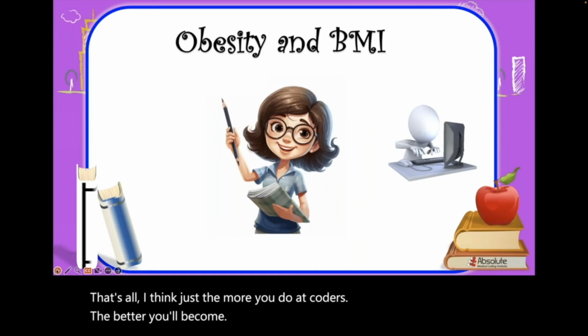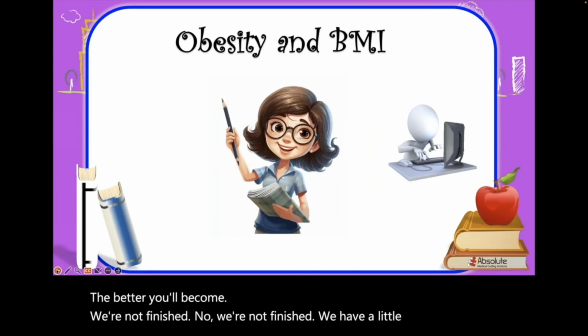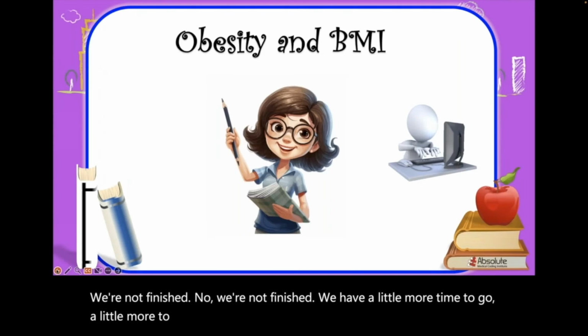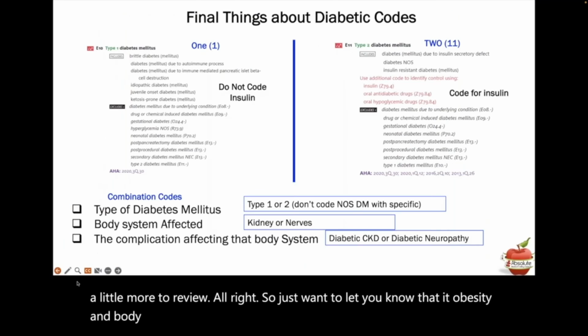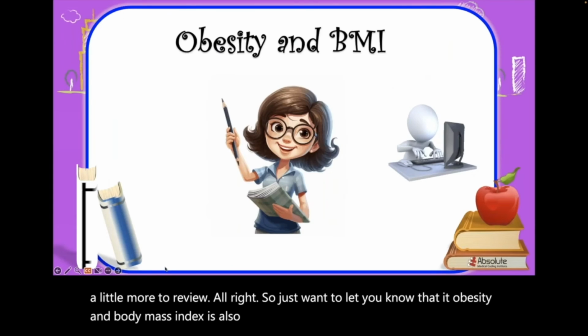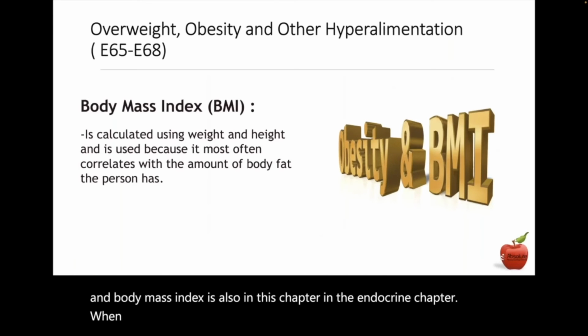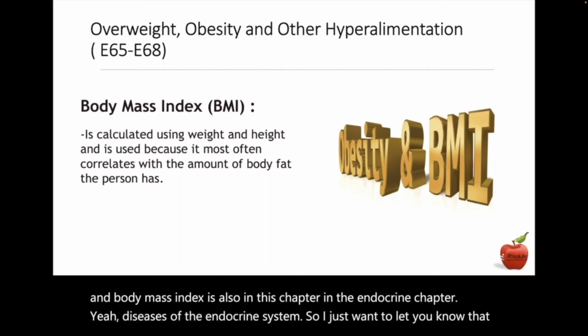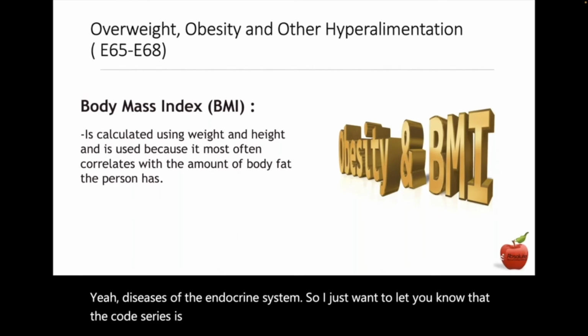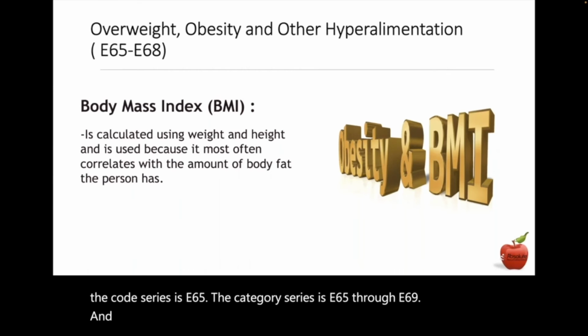We're not finished. We have a little more time to go, a little more to review. All right, so just want to let you know that obesity and body mass index is also in this chapter, diseases of the endocrine system. The category series is E65 through E69. And BMI, if it's documented, it should be coded as well.